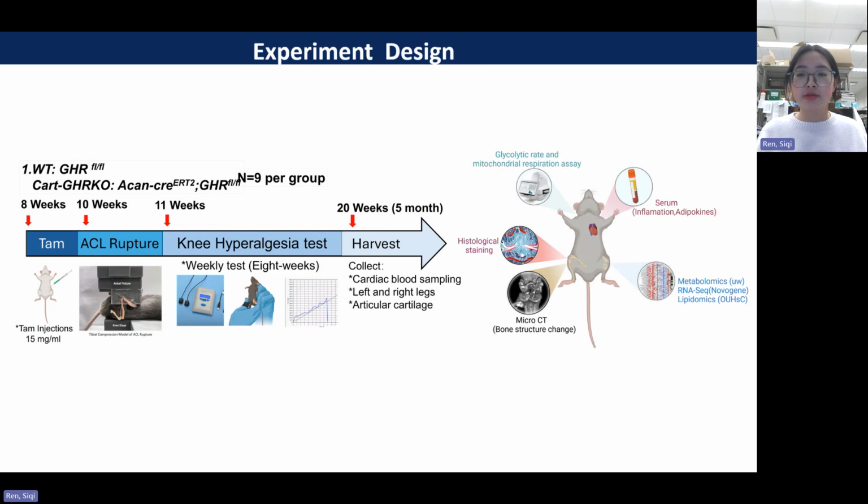At 5 months of age, we harvest samples, collecting the cardiac blood, left and right legs, and articular cartilage for further analysis. The collected tissues will be analyzed using micro-CT for bone structure changes and histologic staining to assess cartilage degeneration. Serum is analyzed to measure inflammatory markers and adipokines, and we use metabolomics, RNA sequencing, and lipidomics to examine the molecular changes associated with OA progression.